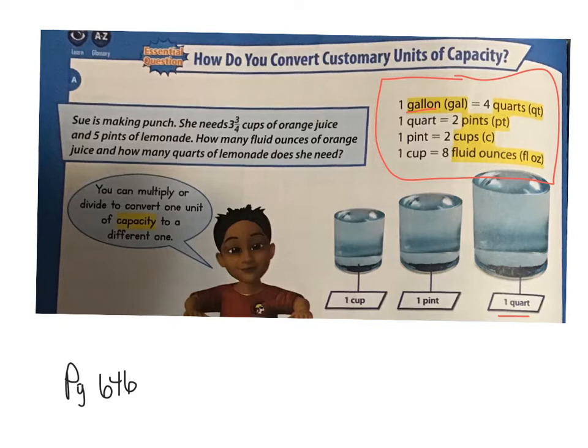So in this problem, and we're on page 646 now, it says here, Sue is making punch. She needs 3 3/4 cups of orange juice and 5 pints of lemonade. How many fluid ounces of orange juice and how many quarts of lemonade does she need? So we're still going to be doing the same thing. We're going to be either multiplying or dividing to convert the units, and we're going to be using this here to figure out what to do with that.